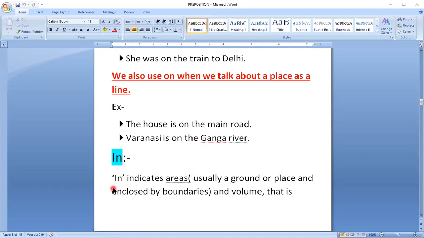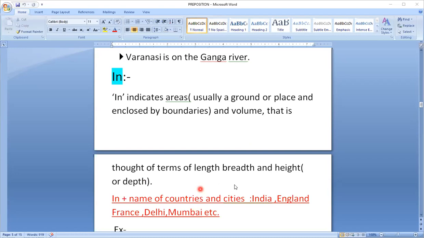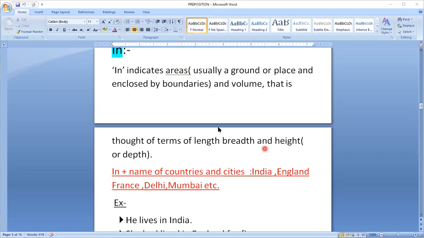preposition. Where we use in preposition? In indicates areas usually a ground or place enclosed by boundaries. In जब हम indicate करते हैं area के, ऐसे हम जब बात करते हैं ground की, place की जो enclosed किससे होता है, boundaries से होता है. And the volume that is thought of in terms of length, breadth and height or depth. जब हम इसकी बात करते हैं, length की, breadth और height की, depth की जो हम बात करते हैं, we use in preposition.